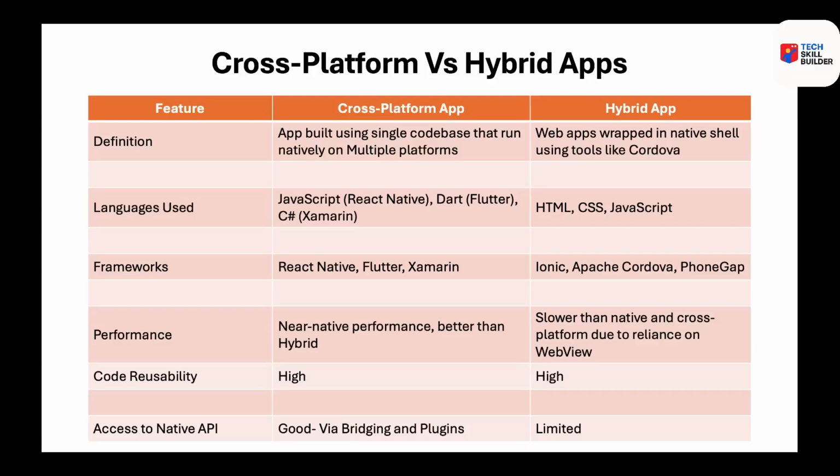Code reusability: in both conditions there is high code reusability. Access to native APIs: in the case of cross-platform, it is very good because we can do bridging and there are different plugins available in cross-platform. And in hybrid apps, there is very limited access to the native APIs.